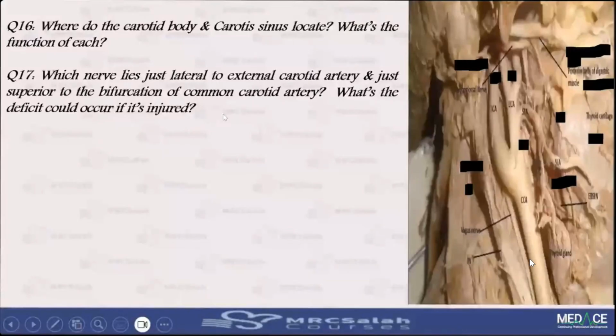Which nerve lies just lateral to the external carotid artery? It's the hypoglossal nerve. What deficit could occur if it's injured? There will be loss of motor function of the ipsilateral side of the tongue. The ipsilateral part of the tongue will be paralyzed, it will be wasted, and there will be some fasciculation.